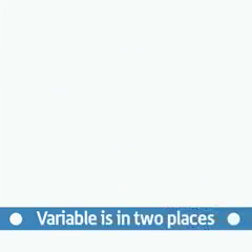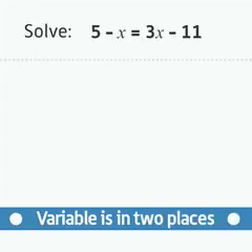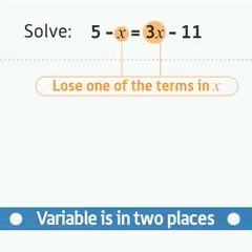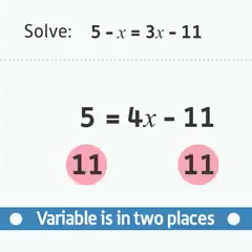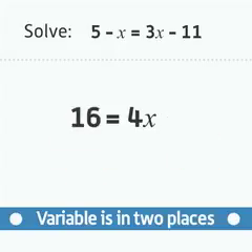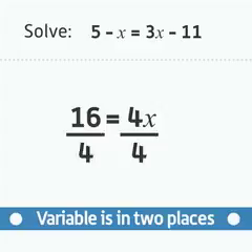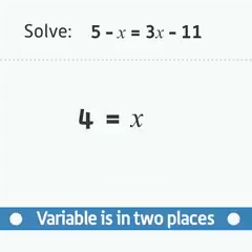Sometimes the variable is in two places in the equation. For example, to solve 5 minus x equals 3x minus 11, you need to lose one of the terms in x. Getting rid of the smaller one is better, so add x to both sides of the equation. This gives you 5 equals 4x minus 11. Now add 11 to both sides to give 16 equals 4x. Now you divide by 4 to get x equals 4.